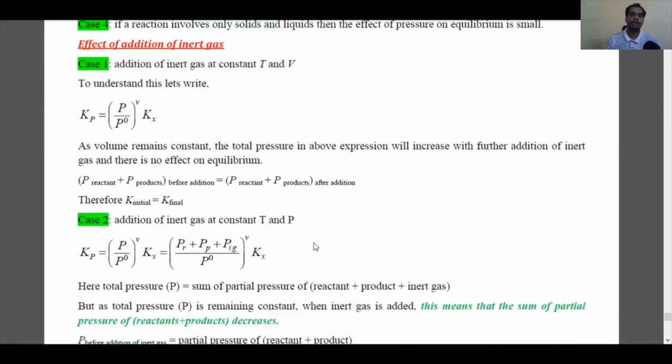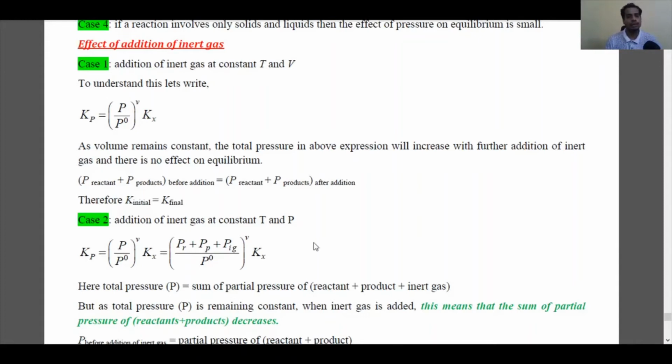Then we'll discuss the effect of addition of inert gas. This is important. What happens if I add an inert gas to my equilibrium system? The addition of inert gas at constant temperature and volume. The first case is inert gas is added to the equilibrium system at constant temperature and constant volume.